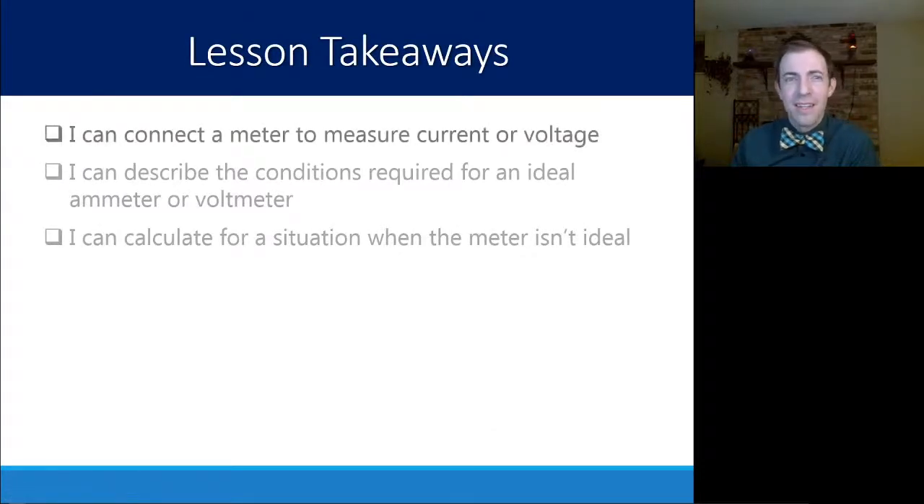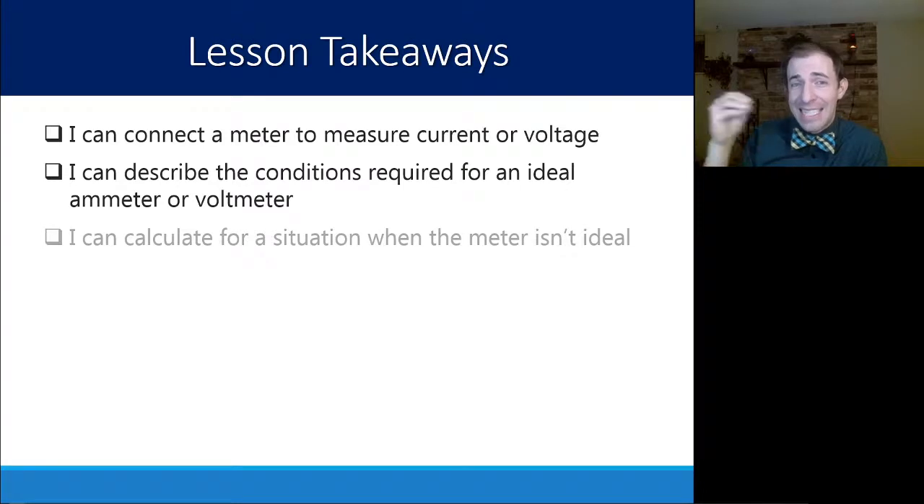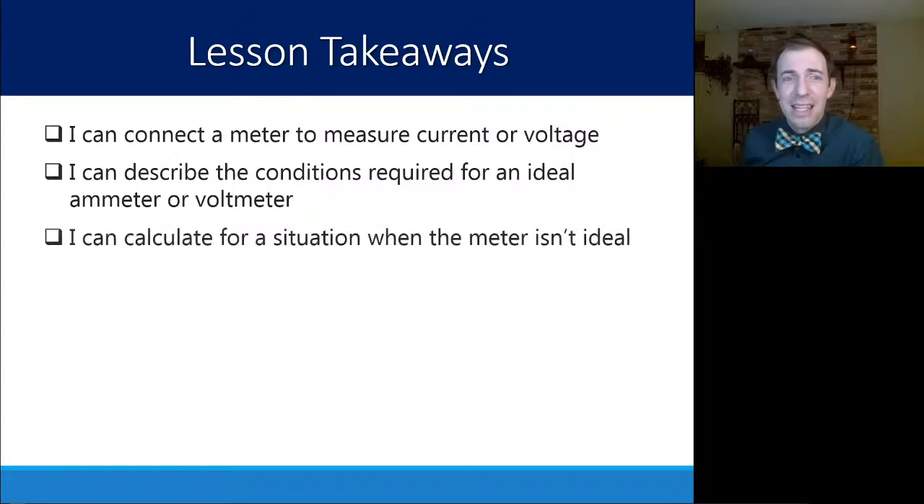So some takeaways here. You should be able to know how to connect a meter to measure current or voltage. Know, is it in series or is it in parallel? Describe the conditions required for an ideal ammeter or voltmeter. An ammeter should be an ideal 0 ohms. A voltmeter should have an ideal of infinite ohms so that nothing flows through it. And then you should be able to calculate a situation when the meter isn't ideal. We went through 4 different examples, 2 of each. It might be worth rewatching some of those because they're a little bit more challenging to follow all the way through to the end.